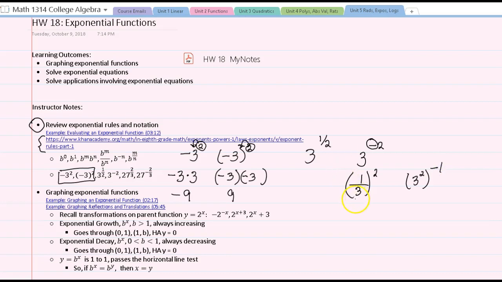Either one will work. Over here we would get 1 squared over 3 squared, which is equal to 1 over 9. Over here we're going to have 9 to the negative 1 power, and that means reciprocal of the 9, which is 1/9. So both of those will be the same. Over here with this 1/2, remember that means the square root of 3 to the 1 power.